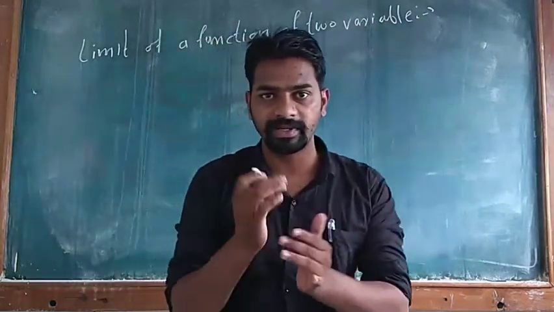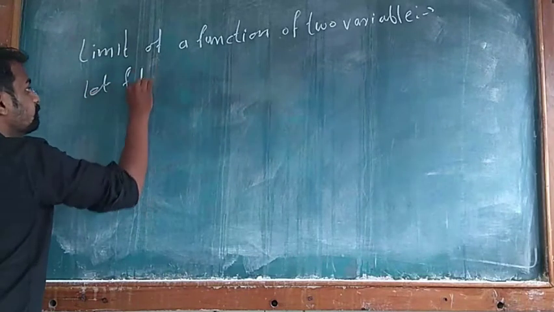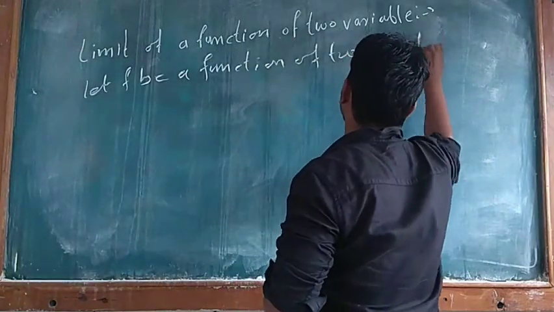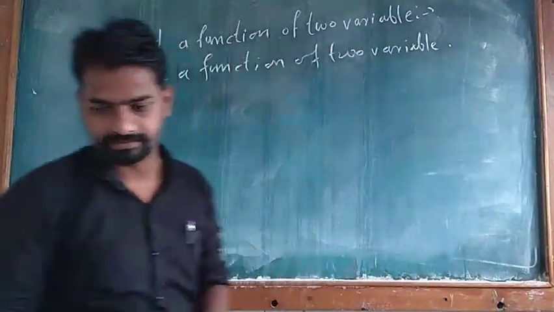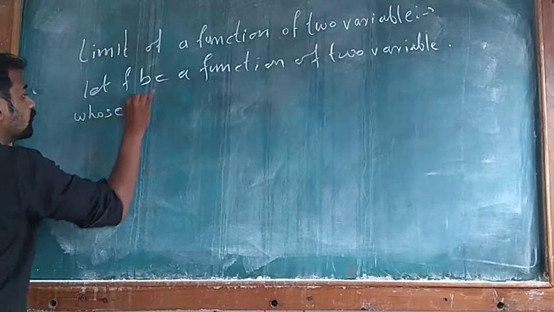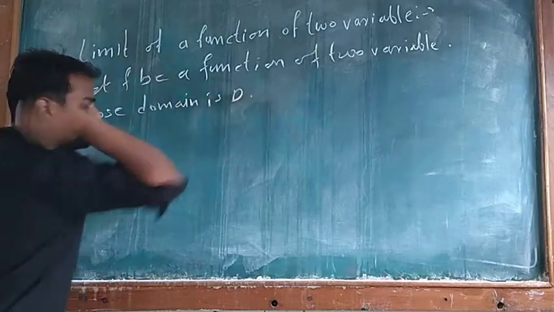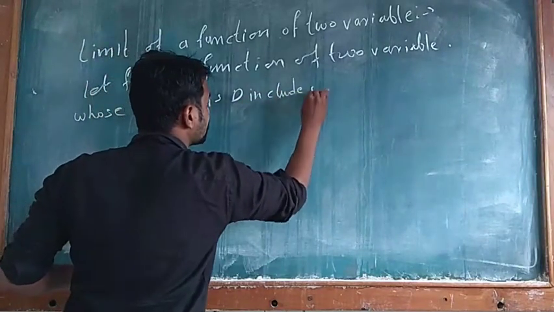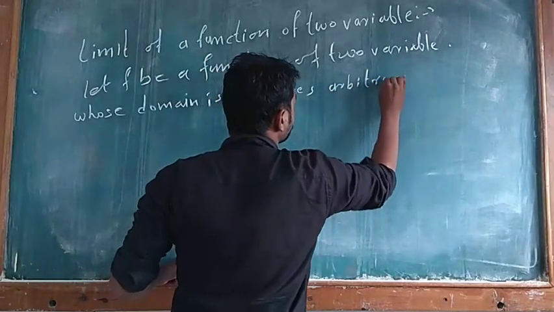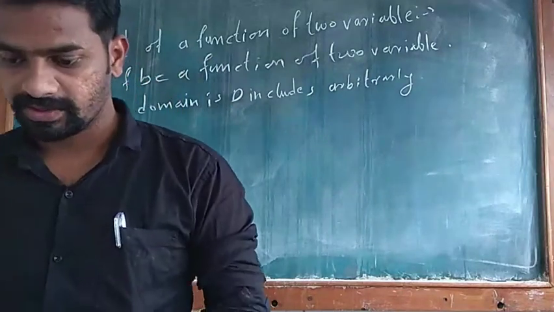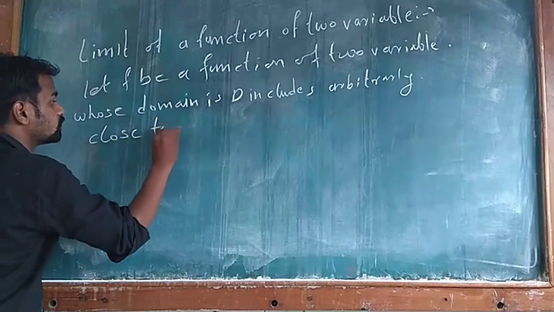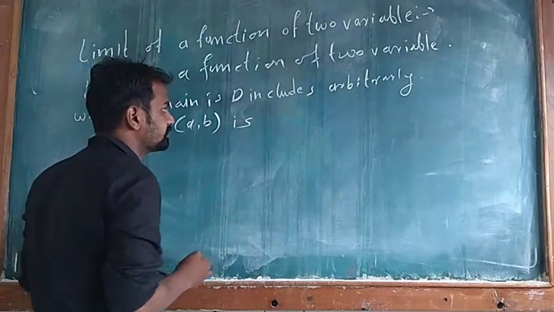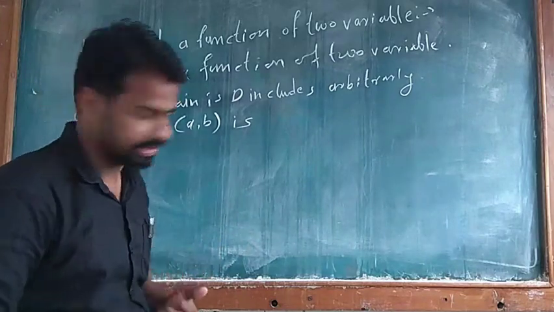Let f be a function of two variables whose domain is D, and D includes points arbitrarily close to the point (a, b).